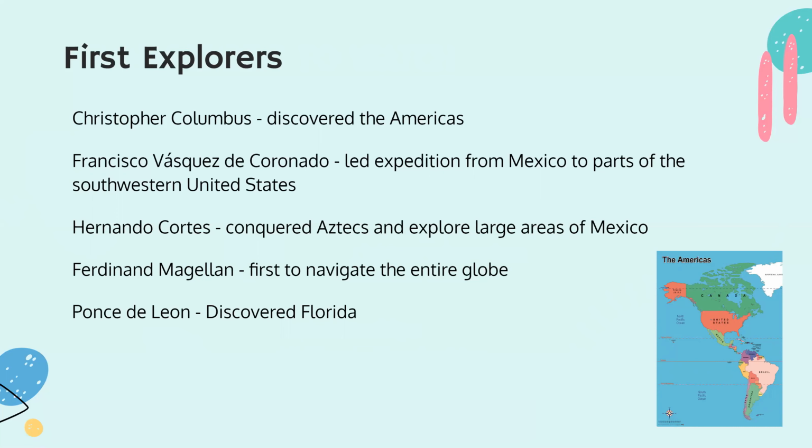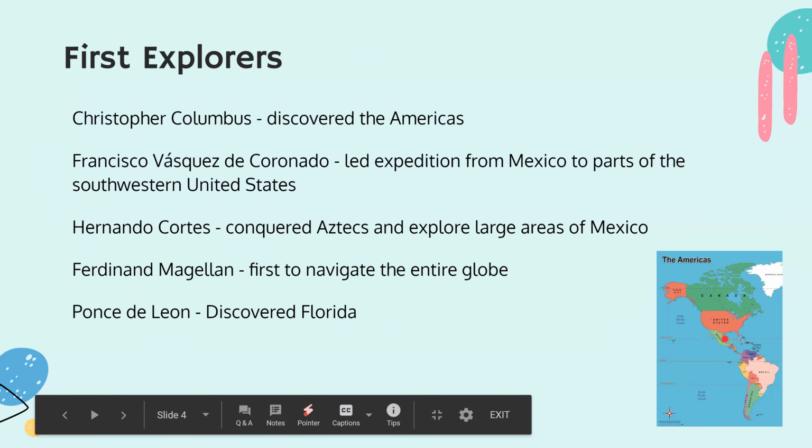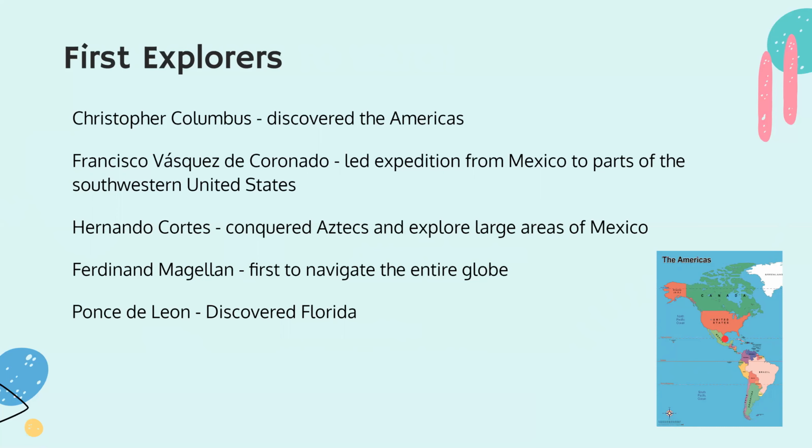The third explorer is Hernando Cortez. He conquered the Aztecs and he explored a large part of Mexico. He took over the Aztecs and ended up sending a lot of the gold and silver he found back to Europe. And this is actually what sparked further expeditions into the Americas.